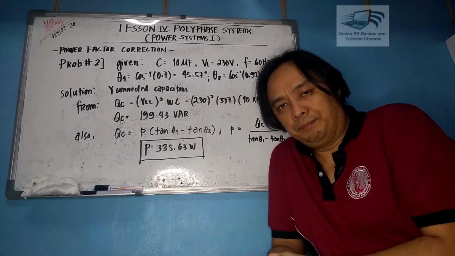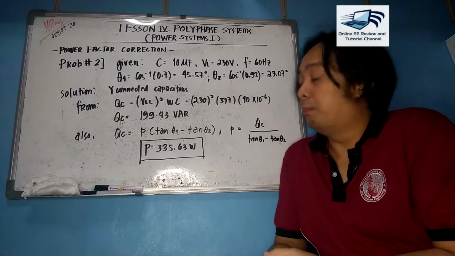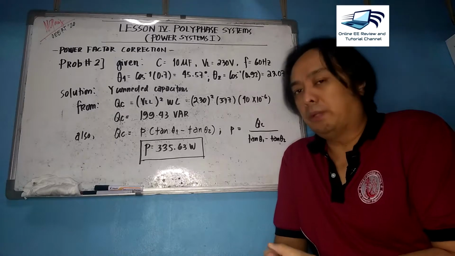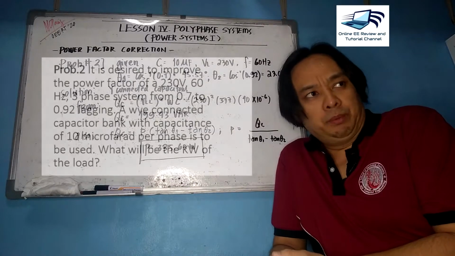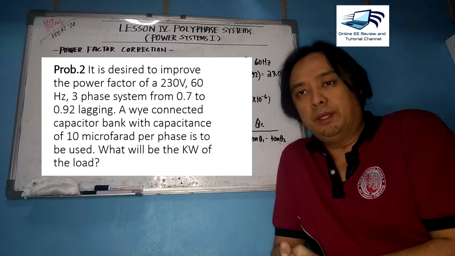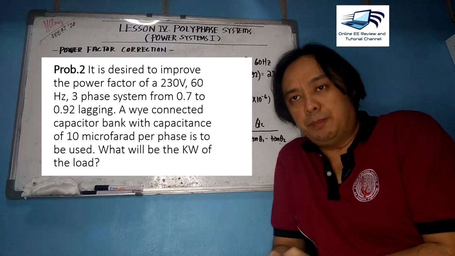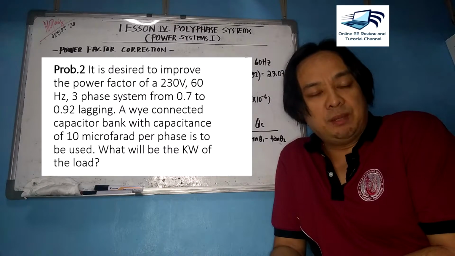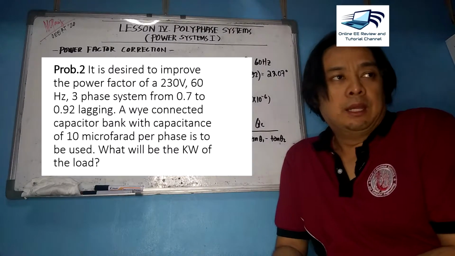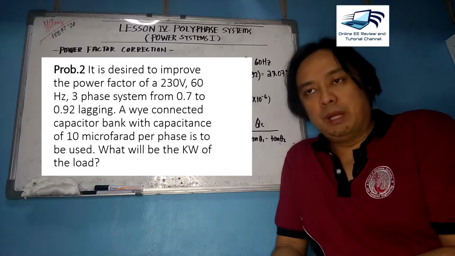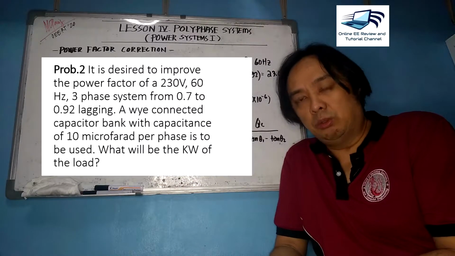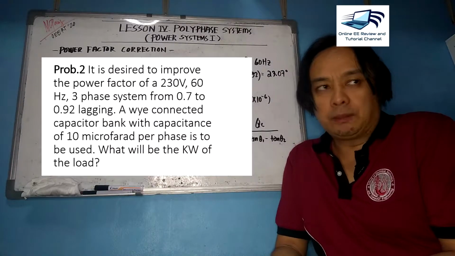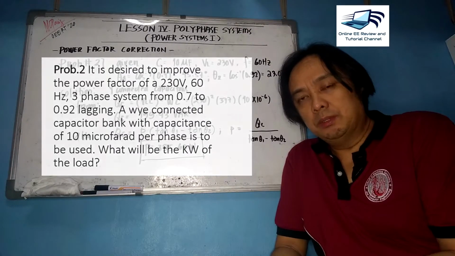Now, we will discuss problem number 2 under power factor correction. Let us read the problem first. It is desired to improve the power factor of a 230 volt, 60 Hz, 3-phase system from 0.7 to 0.92 lag. Now a Y-connected capacitor bank with a capacitance of 10 microfarad per phase is to be installed. What will be the kilowatt of the load?